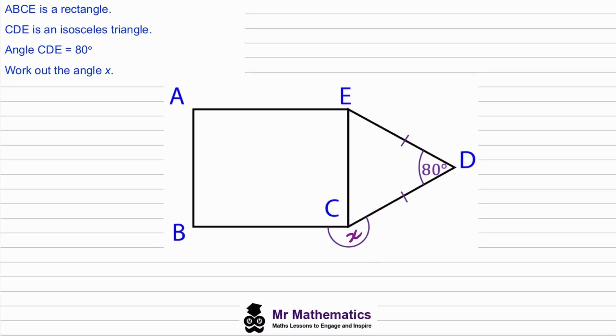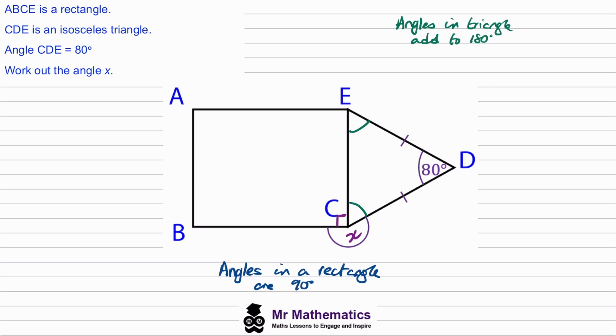So the first thing we can do is work out this angle here, because we know angles in a rectangle are 90 degrees. So we'll mark this on the diagram. And then we have this isosceles triangle. So these two angles that are opposite the equal lengths will also be equal. So we can work out these two using angles in a triangle. We'll have 180 minus the 80 degrees, divided by 2. And 100 divided by 2 will give us 50 degrees each.